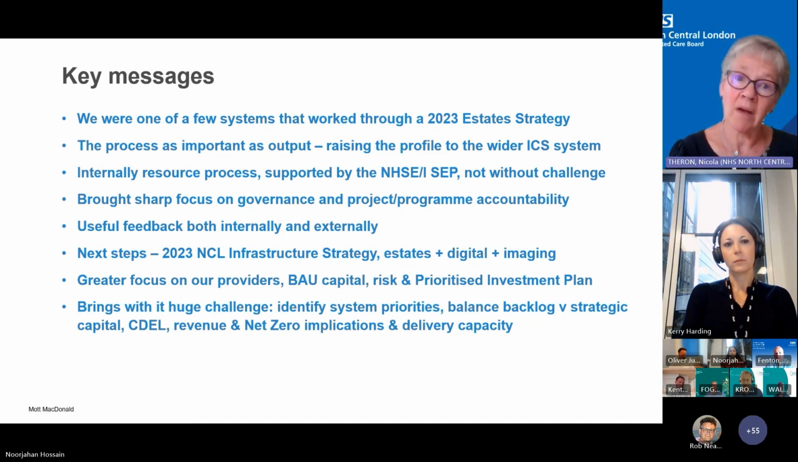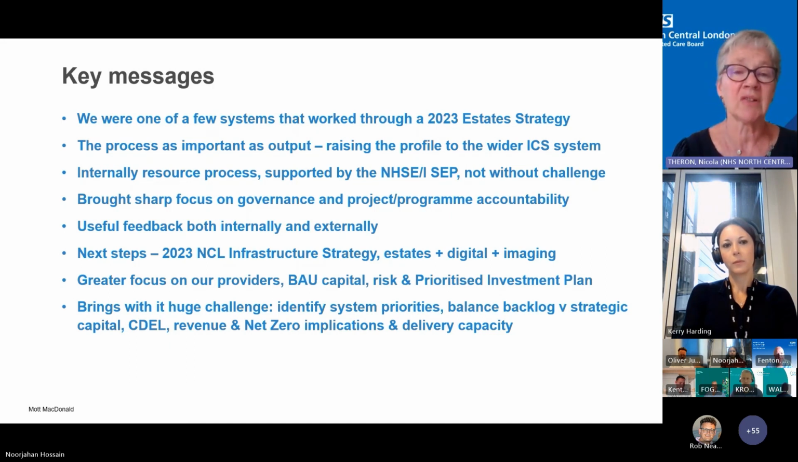It's about shining a light on some quite hard truths, I think Paul mentioned. I'll come on to that in a minute. But once you've surfaced these issues, you need to work out how you're going to tackle them. And really our estate strategy, and moving to an infrastructure strategy, has helped us to do that. Again, picking up Paul's point, how to bring everybody into the tent.